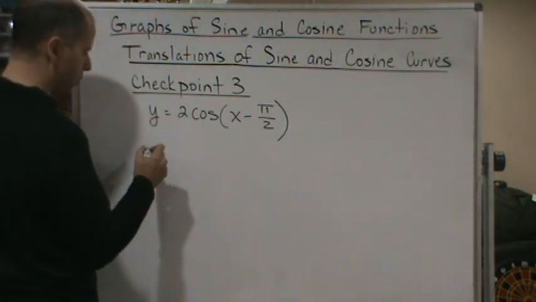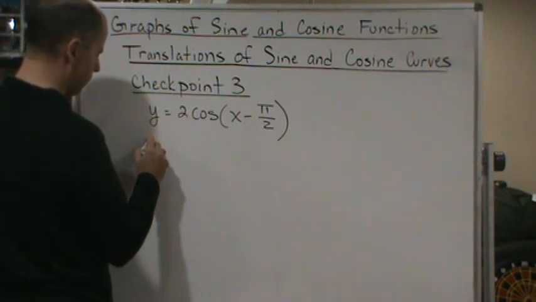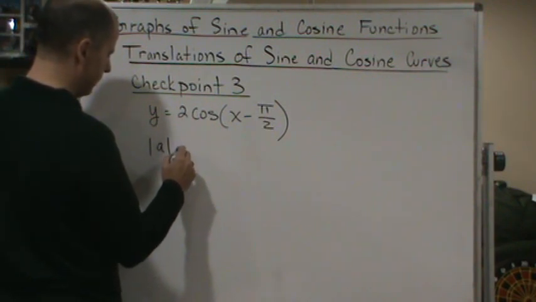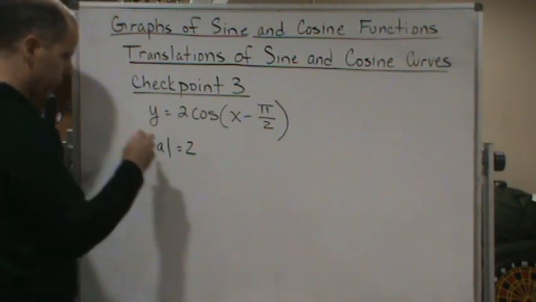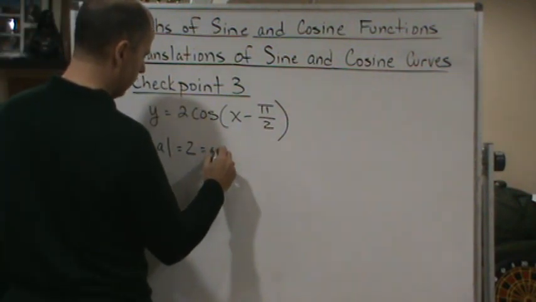Okay, so now we're going to start with the amplitude. The amplitude is 2 because this is A, right? So the absolute value of A is equal to 2, which equals the amplitude.